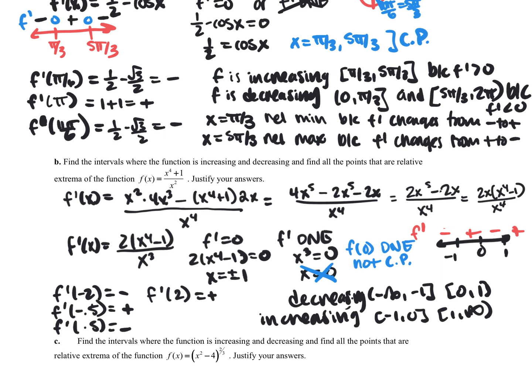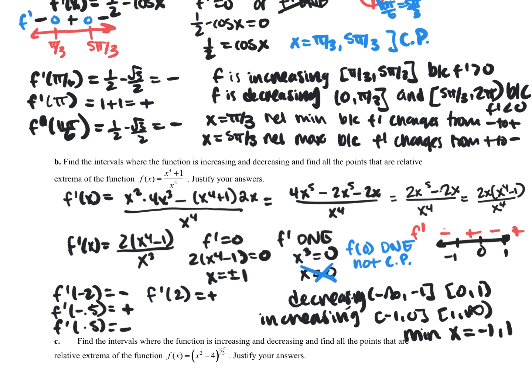But the part that I want to call your attention to here are our mins and maxes, okay? What do we have at -1? Negative to positive will be a min, right? What about at 1? Will that also be a minimum? Negative, positive, decreasing, increasing. Do we have a maximum at 0, though?